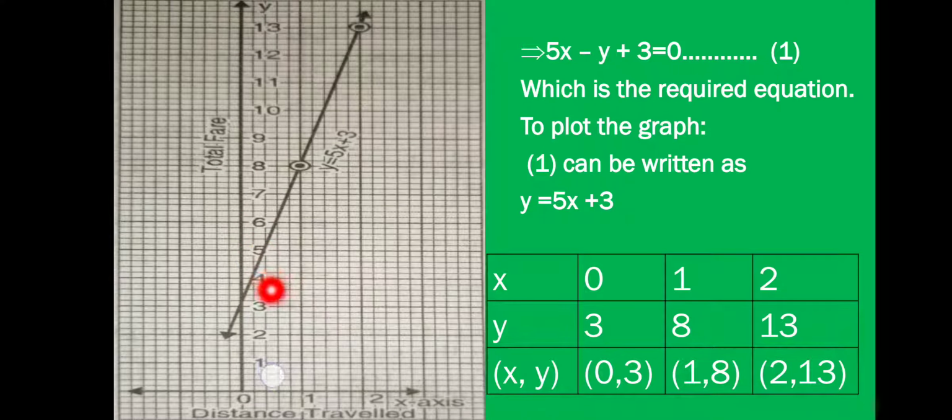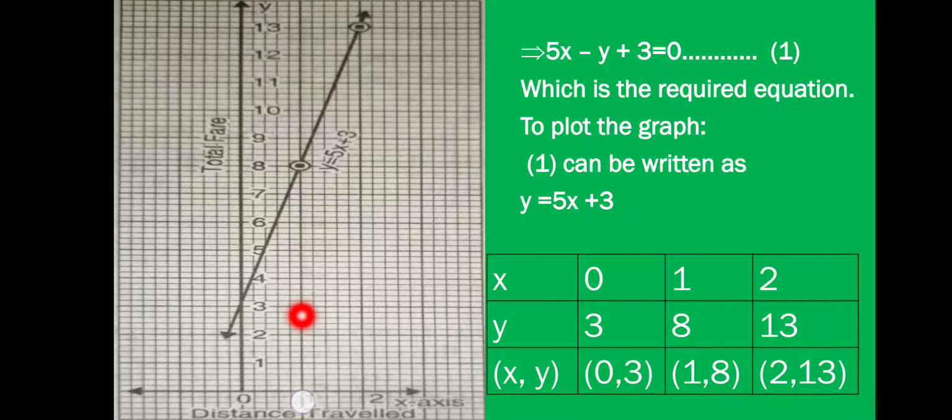Now we will plot the points. First point is 0 comma 3, so x is equal to 0 is here on O. Okay, then we will go along the y-axis up to 3. Okay, 1 2 3. So this is your first point. Then value of x is 1, so that is here.